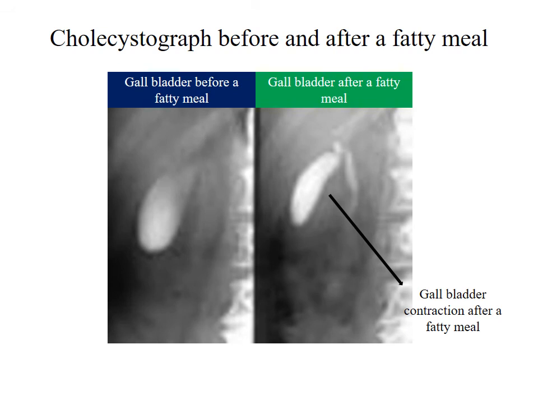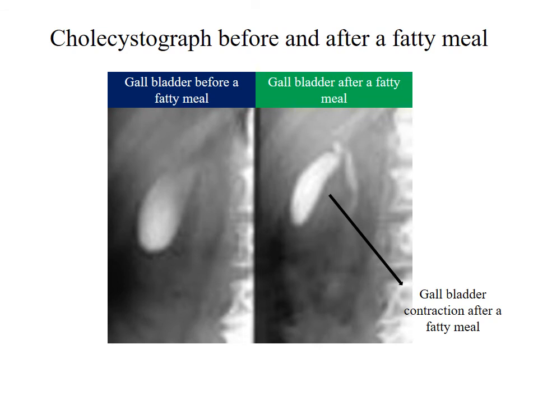This is a very good example: a cholecystograph, an X-ray image before and after a fatty meal. Look at this gallbladder before a fatty meal. This is the radiographic image of a gallbladder before the fatty meal. If a physician wants to study whether the gallbladder is functioning or not, first he will take an X-ray image and see the size of the gallbladder. After that, he will ask the patient to have a fatty meal. Then after a few hours, another X-ray image is taken.